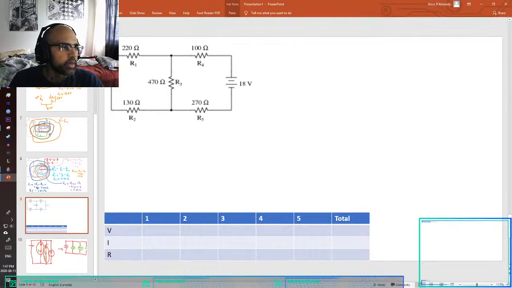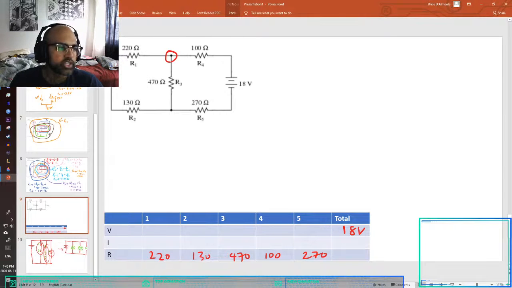What do we know? We know our total voltage is 18 volts. We can calculate our total resistance. We'll do that in a second. Resistor number 1, 220. Resistor number 2, 130. Resistor number 3, 470. Resistor number 4, 100. Resistor number 5, 270. Let's just not add them all up. We have to combine things appropriately.